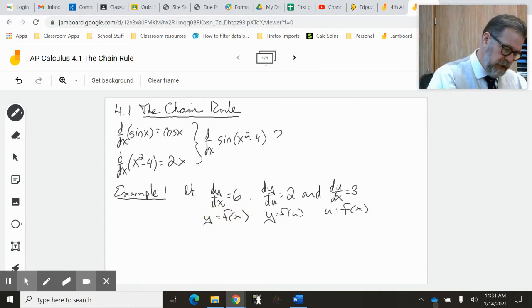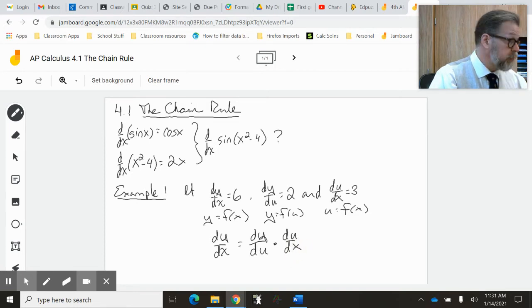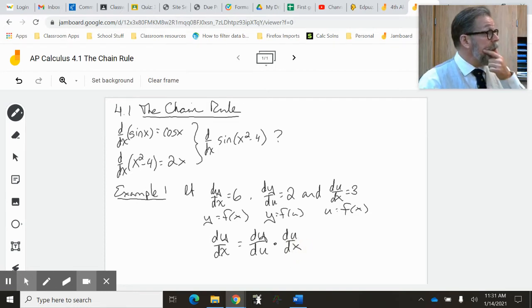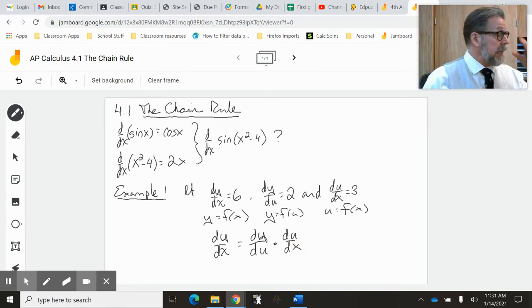We would say that the derivative of y with respect to x is the rate of change of y with respect to u times the rate of change of u with respect to x. Now, there is a temptation to say, oh, look, fractions, and start crossing things out. These are not really fractions. But let's think about this in terms of physical rate of change.